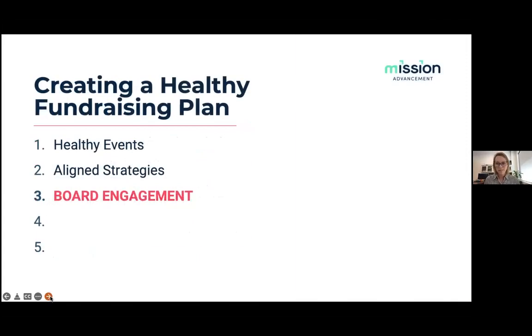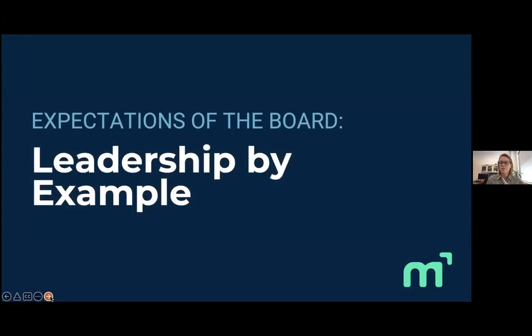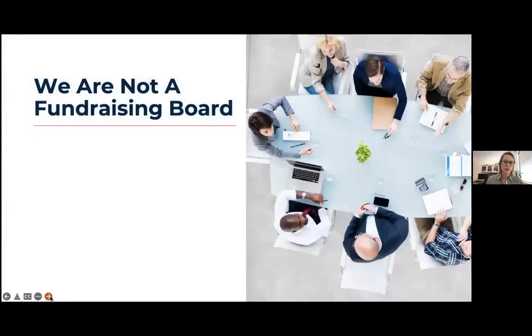Okay, the third piece is your board. And we're going to just touch on this briefly. What should you expect from an engaged board when it comes to the fundraising side of the organization? The best way to describe this is leadership by example. Everybody understands that concept. It's easy to teach to a board. The board should not expect others outside of the organization to do something they aren't willing to do themselves. So whether that's personal philanthropy or other engagement, that's ultimately what we want them to understand.